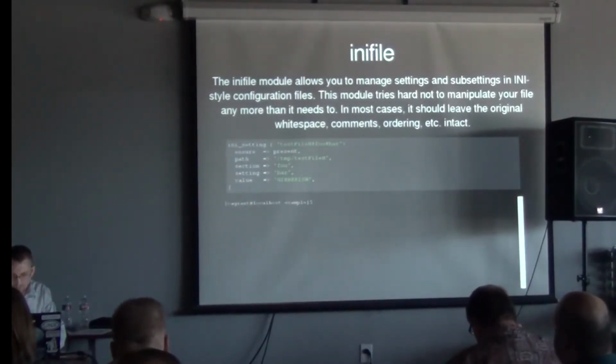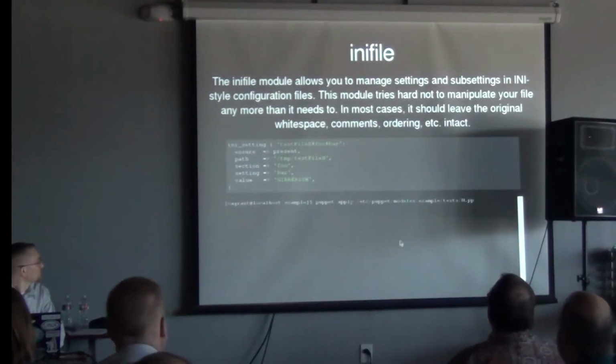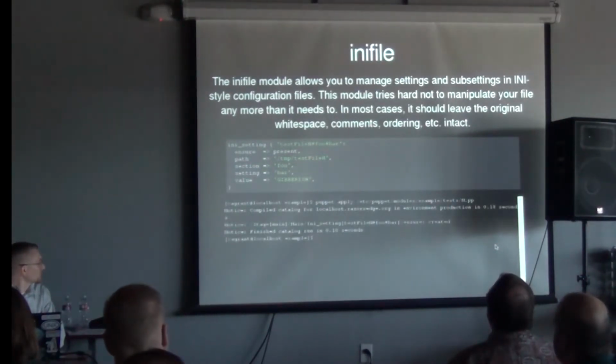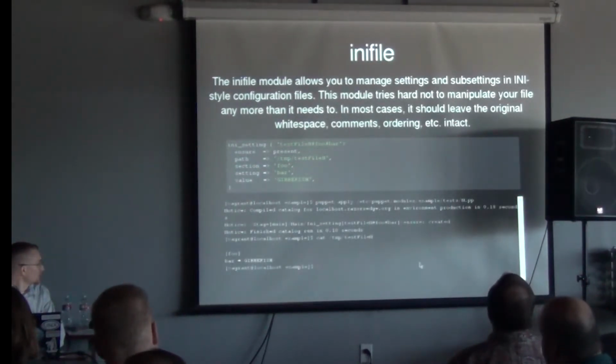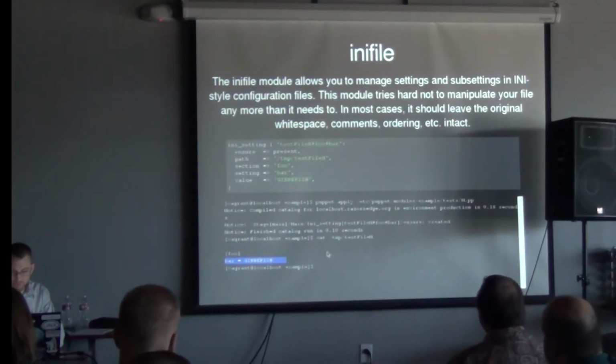And let's see. Go ahead and give Puppet a chance to run and modify that file. And here we go. From an empty file, we have our foo section added, and we have our key value pair, bar equals gibberish, added there at the bottom.